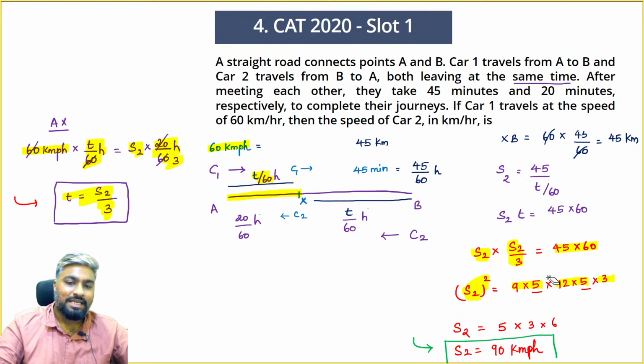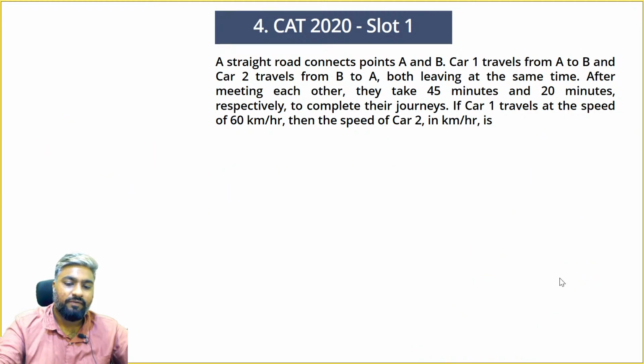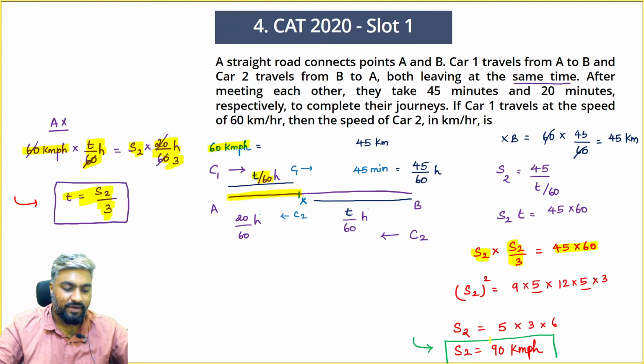What is happening here now? We are taking the square root. Square root of S2 square will be 5 into 5, 25, square root of 25 is 5. Same way, 9 square root is 3. 12 into 3 is 36, square root is 6. So 5 into 3 into 6, 90. Sorted?